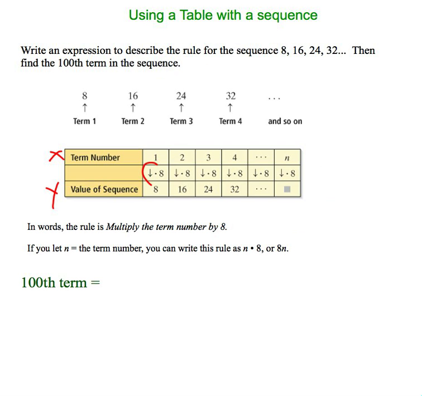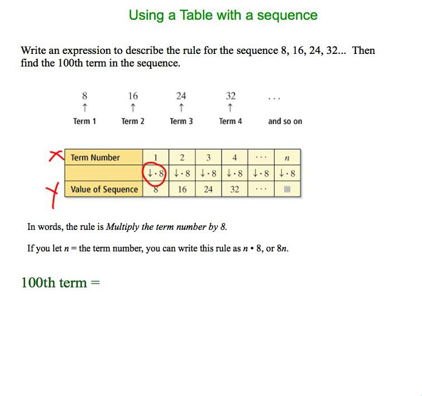So like the first number would be if x equals 1, how do we find our y value? We multiply by 8. Second term, if our second term is 2, which when you're just counting, your second term is number 2, multiply it by 8, 16. Third term times 8, 24. Fourth term times 8, 32.